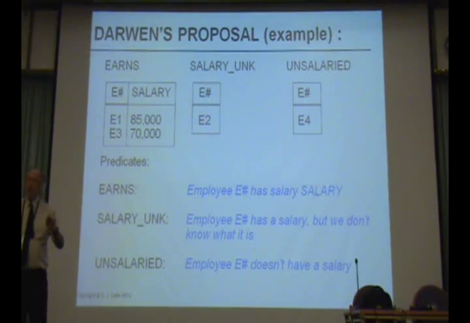need for nulls. If you have, for example, employees, over here I have employees whose salary is known. Employee 2, we don't know the salary. So put employee 2 in a table of its own. This is a list of employees whose salaries are unknown. And this is a list of employees who don't get a salary. And of course, with this kind of scheme, you can handle any number of kinds of knowledge or any number of reasons for information to be missing.